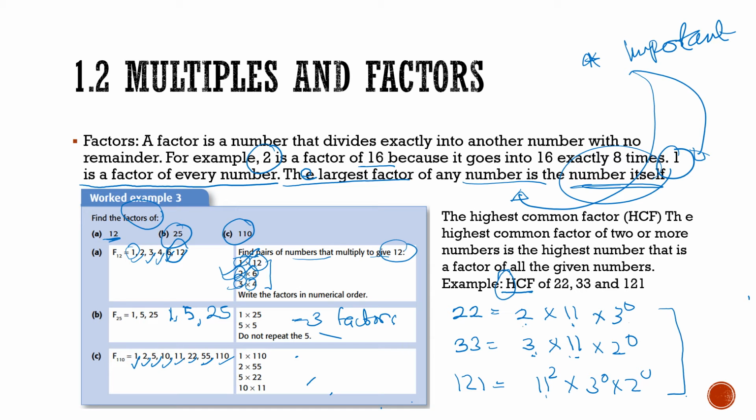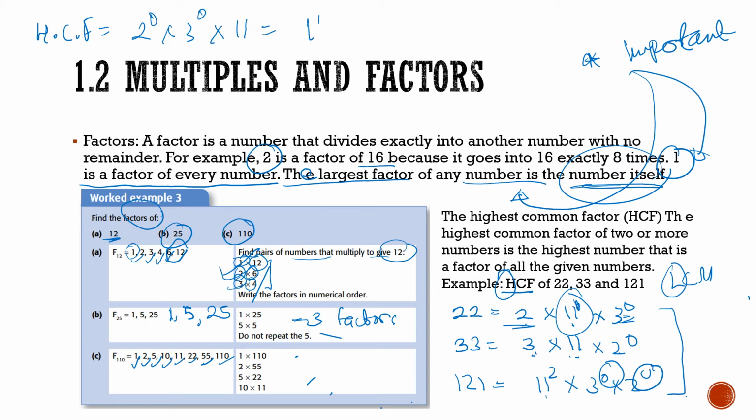Now whenever it is highest common factor, you find the lowest powers. And whenever it is lowest common multiple, you find the highest powers. So to find the HCF, let me write it on the top here. What's the lowest power of 2? The lowest power of 2 is 0. What about 3? It's 0. The lowest power of 11 is 1. So it's 2 power 0 times 3 power 0 times 11. And hence the highest common factor of 22, 33, and 121 is 11.